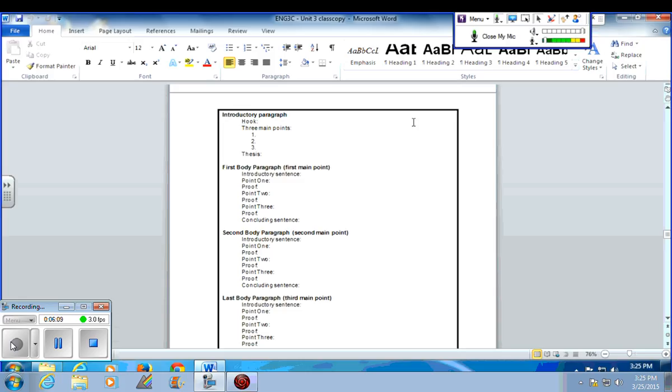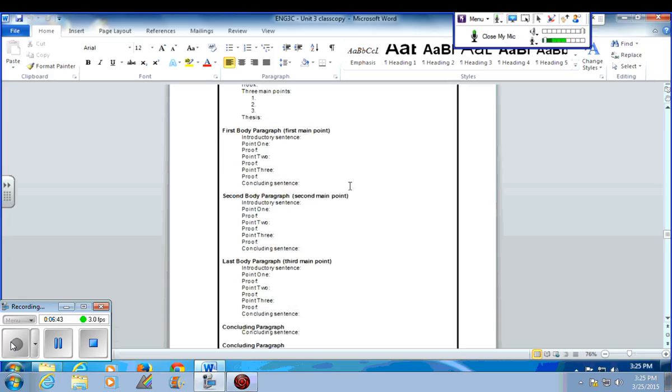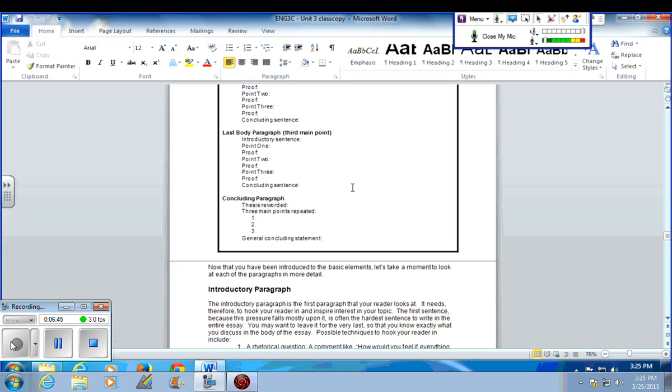Your second and third body paragraphs follow the exact same format. And with that, you have your introductory sentence, your 3 points, and your 3 proofs, followed by your concluding sentence. Once you have all of that, you have your concluding paragraph.